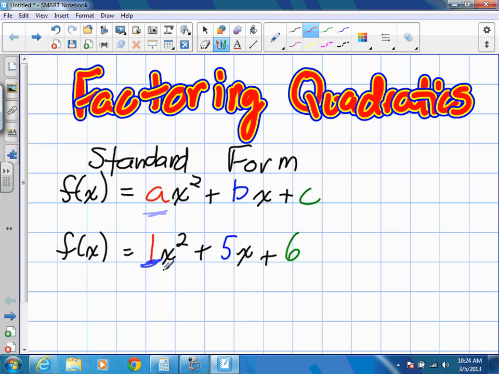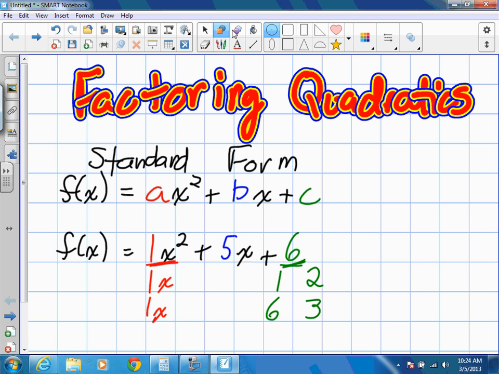What you're going to do is I want you to find the factors of the very first term and the factors of the very last term. Okay? So let's think of 1x squared. Well, the only factors of 1 are 1 and 1. Okay? So I'm going to write them underneath in a column. 1x times 1x would give me 1x squared. Then I'm going to write the factors of the last term, 6. Well, we have 1 and 6, and we have 2 and 3. And I'm going to set them up in a column style. Okay?